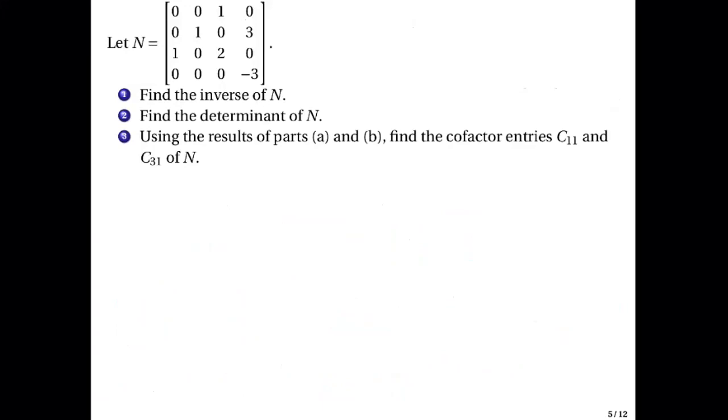Next, find the inverse of n. We are given this n. Find the determinant of n. And then in here, using parts A and B, so using actually part 1 and part 2, find the cofactor entries C11 and C31.